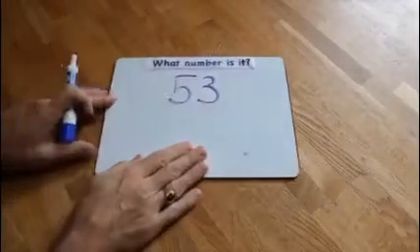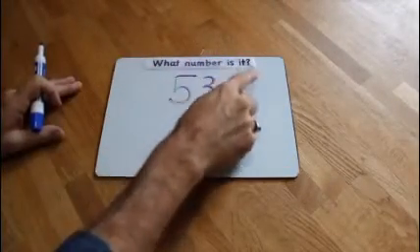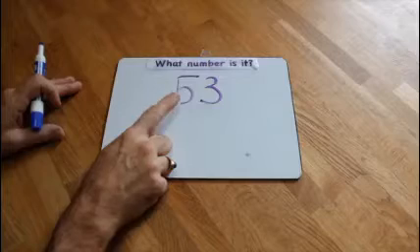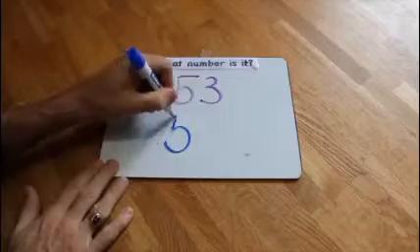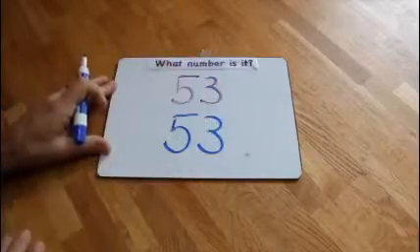Help me read all of these, boys and girls. What number is it? 53. How do we write a 53? A 5 for the 10, a 3 for the ones, 53.